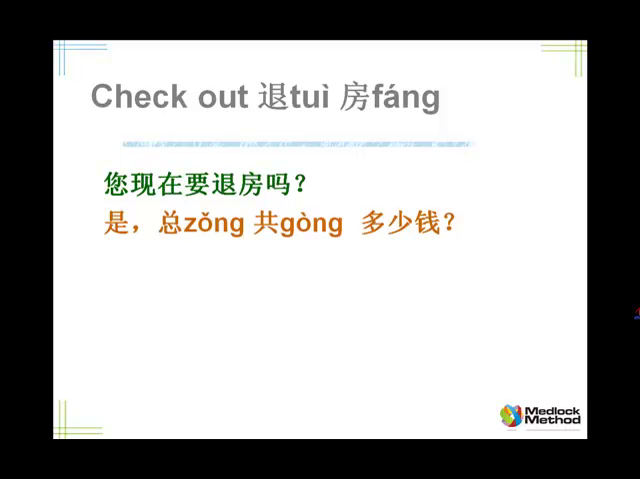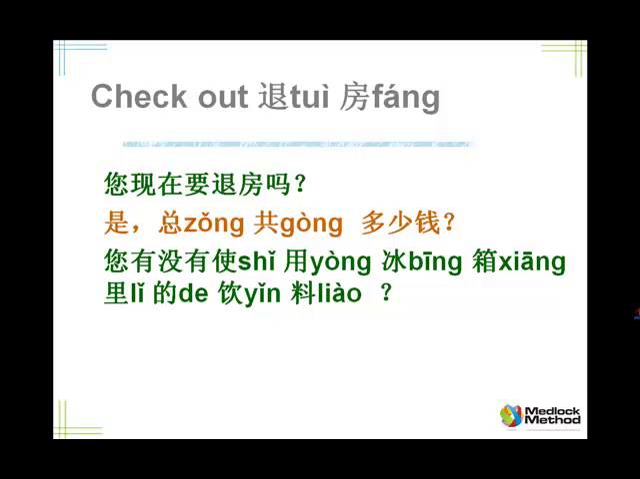冰箱里的饮料。And the high register form of use. 使用。Let's say, use drinks in the minibar. 使用冰箱里的饮料。Ask me, did you use any drinks in the refrigerator? 您有没有使用冰箱里的饮料？So in Chinese, you'll be saying, have you used? That's right, yeah.